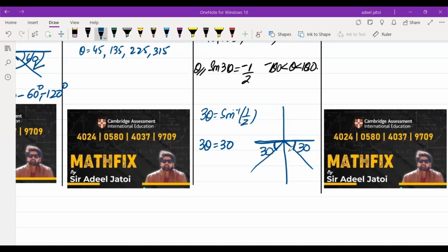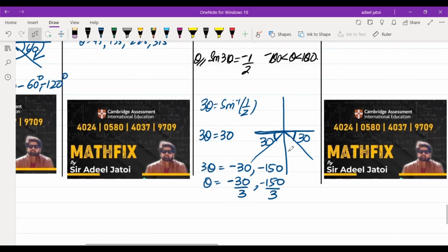So can we say that 3 theta is equal to negative 30 and negative 150 will be taken for the domain with minus 180. So theta will be minus 30 upon 3 and minus 150 upon 3. So the answers for this will be theta equal to minus 10 and, 150 divided by 3, minus 50. So these are the two answers related to sine 3 theta equal to negative 1 upon 2 with theta greater than negative 180 and less than or equal to 180.